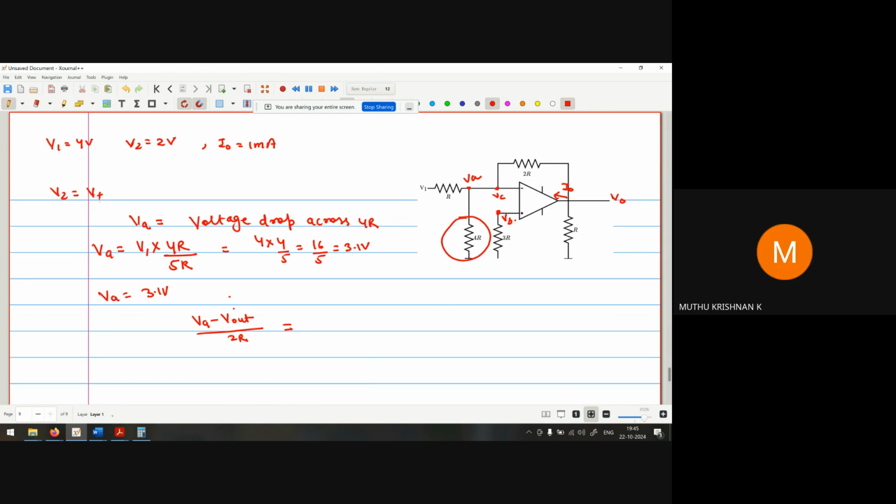So what is the value of VA? Now 3.2. What is the value of VC? Similar to VA. Why? Because we are not having any voltage drop between VA and VC. So the voltage at VA is equal to the voltage at VC. So VC is again 3.2. Clear? Yes, sir.